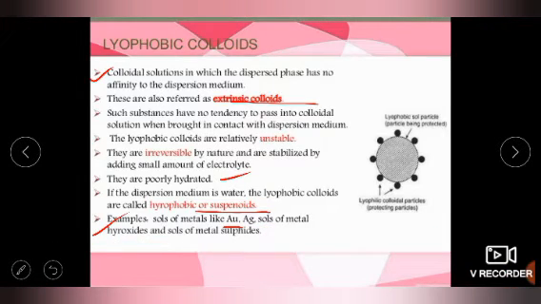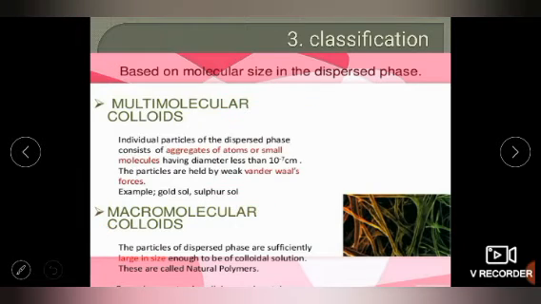Okay, so lyophobic is external and lyophilic is internal. That's why lyophilic is called intrinsic, and lyophobic is called extrinsic. Hope you understood the two types of colloids. Sometimes a question comes, difference between lyophilic and lyophobic, so you can write from here.